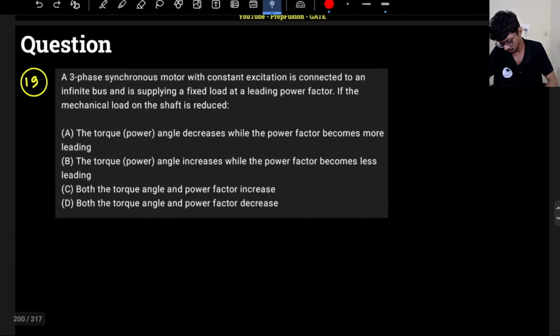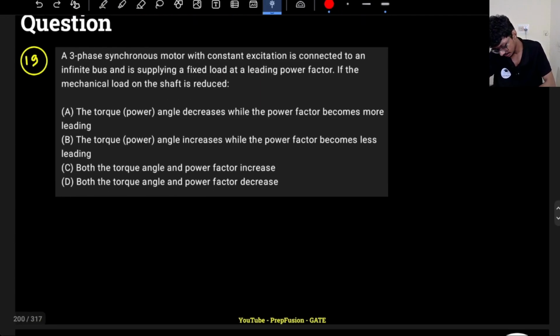So let's solve the next question. A three-phase synchronous motor with constant excitation is connected to an infinite bus. A three-phase synchronous motor with constant excitation, so EF is constant.